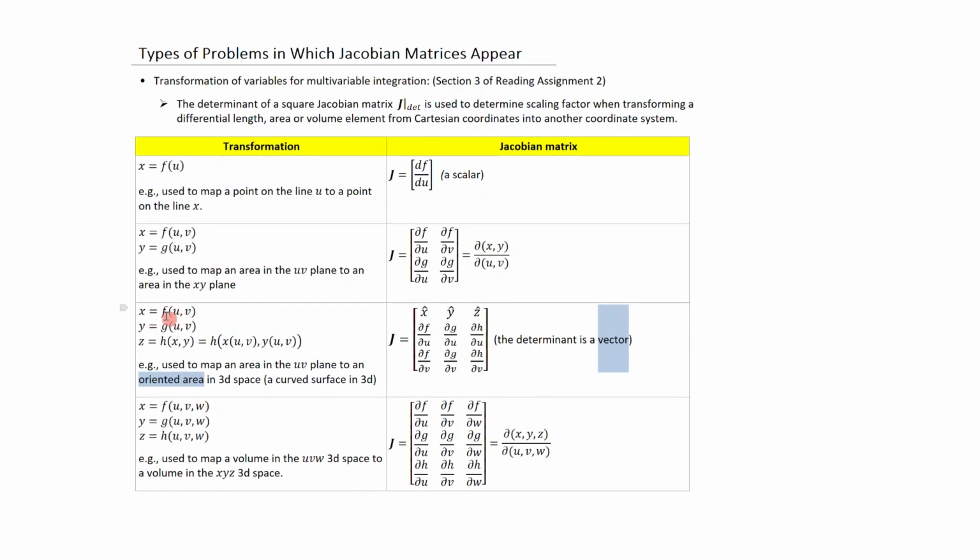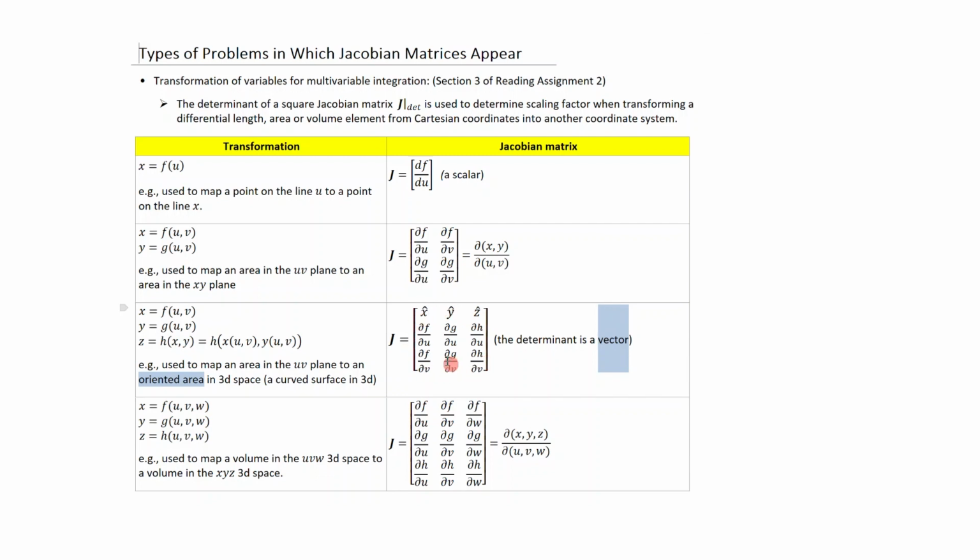And so this type of expression would be used to map an area in the uv plane, which is planar, to an oriented area in 3D space, which is a curved surface in 3D. In this case, friends, we could set up a Jacobian matrix of this form.